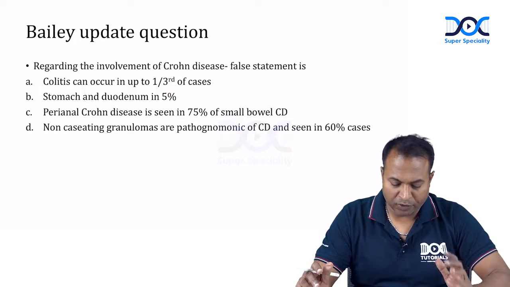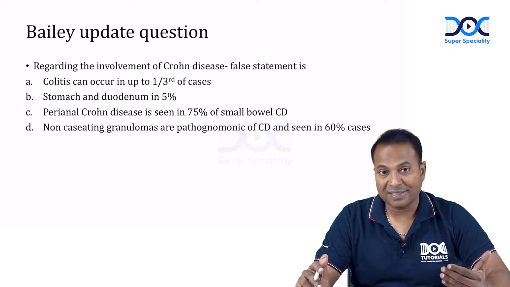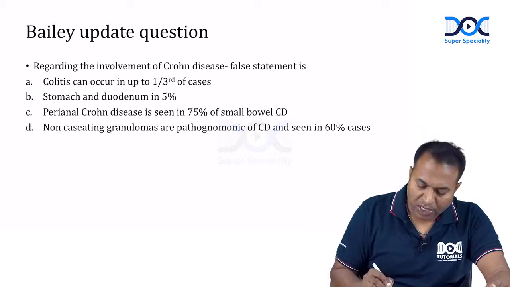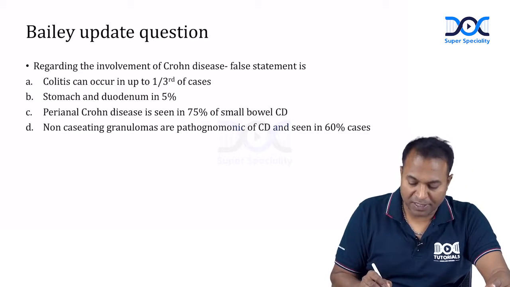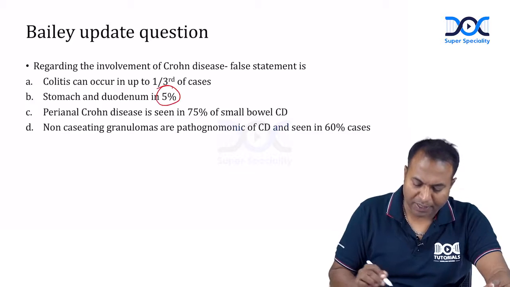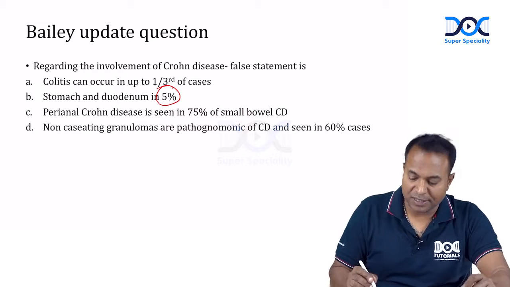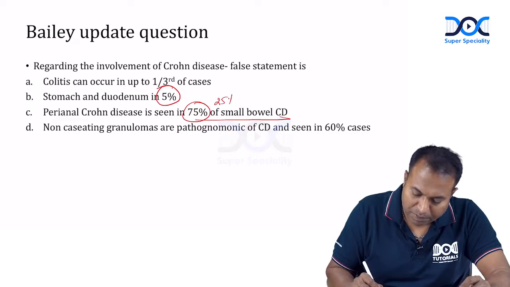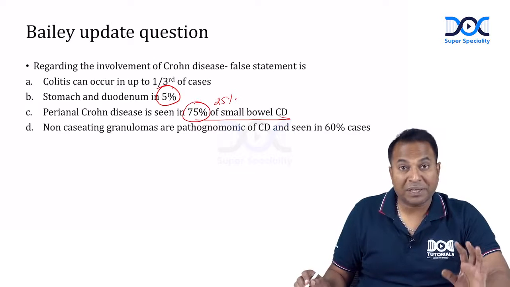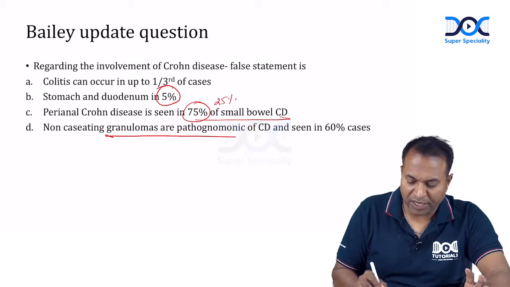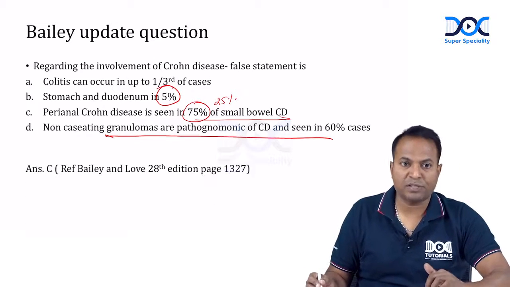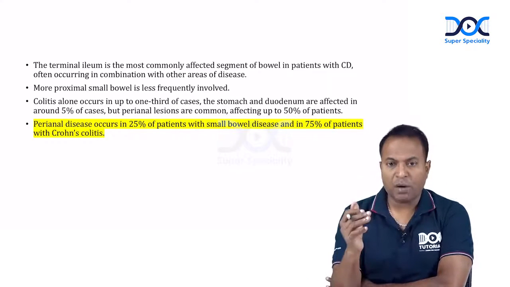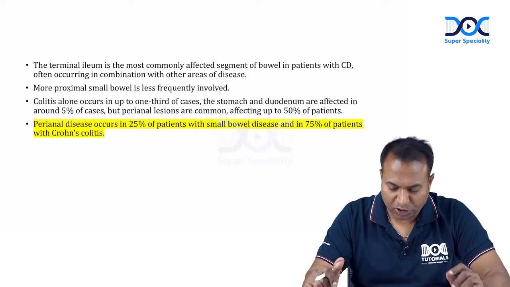Regarding the involvement of Crohn's disease, the false statement is, please answer this question on Crohn's disease. Colitis can occur in 1/3 of cases. Stomach and duodenum in some 5% of cases. So the duodenum is involved only in 5%. Perianal Crohn's disease is seen in 75% of small bowel Crohn's is wrong. It is seen in 25% of small bowel Crohn's. The most pathognomonic finding is non-caseating granuloma, seen in around 60% of cases. So the answer is C.